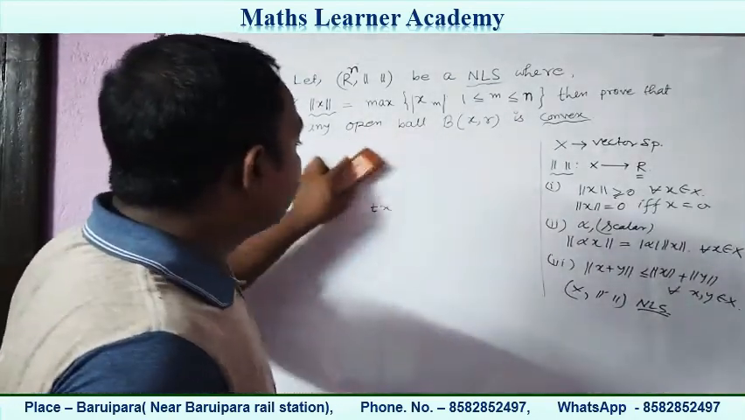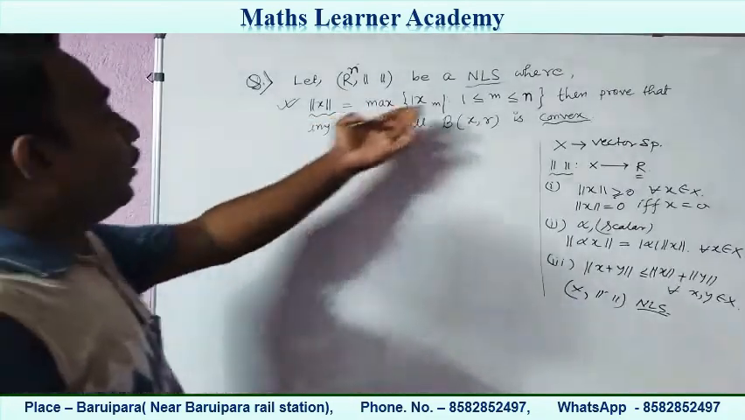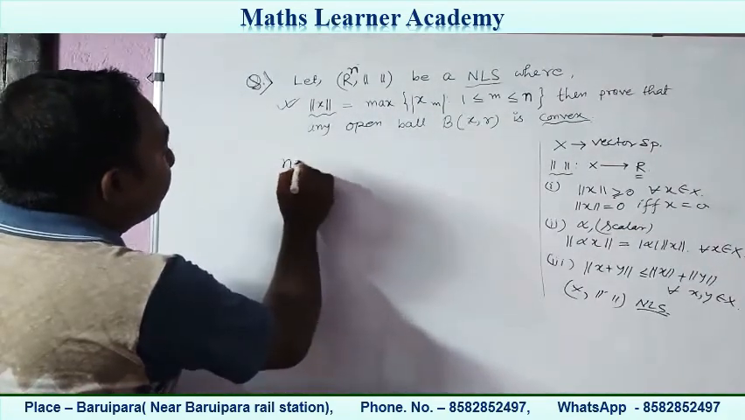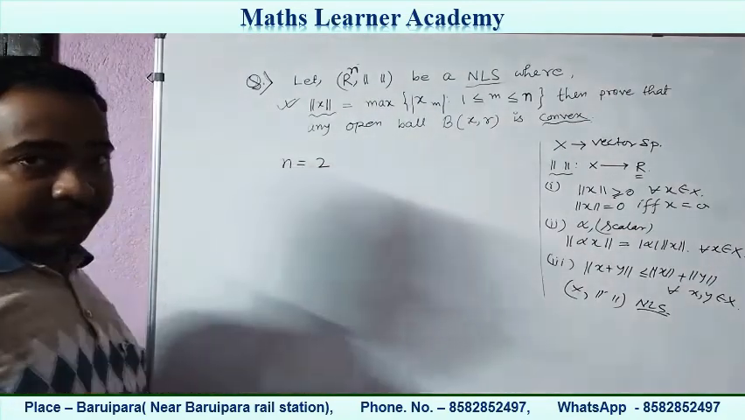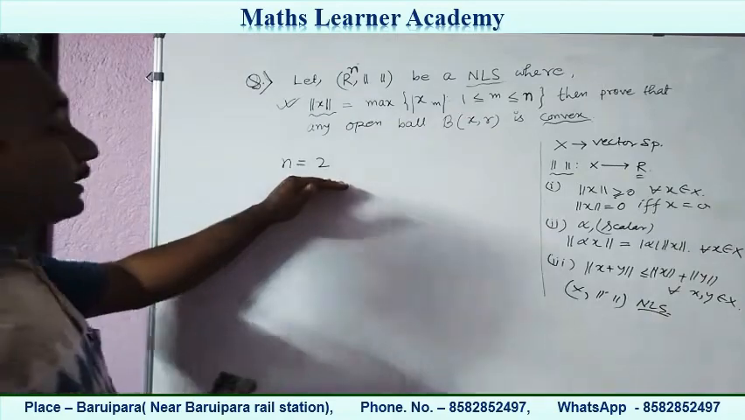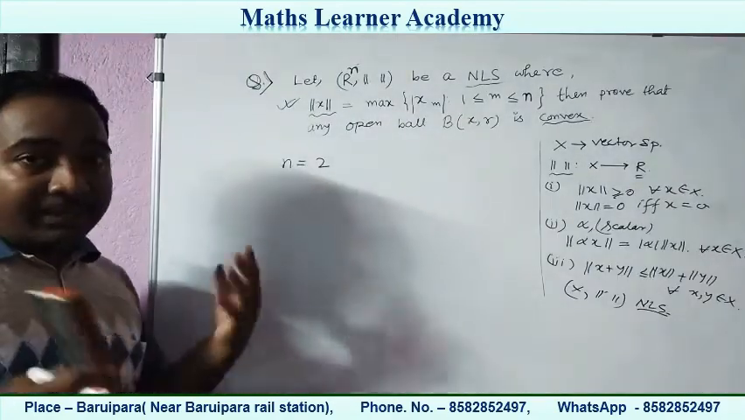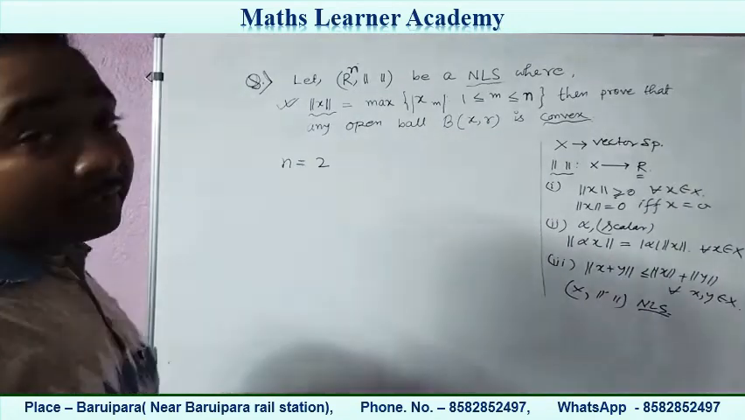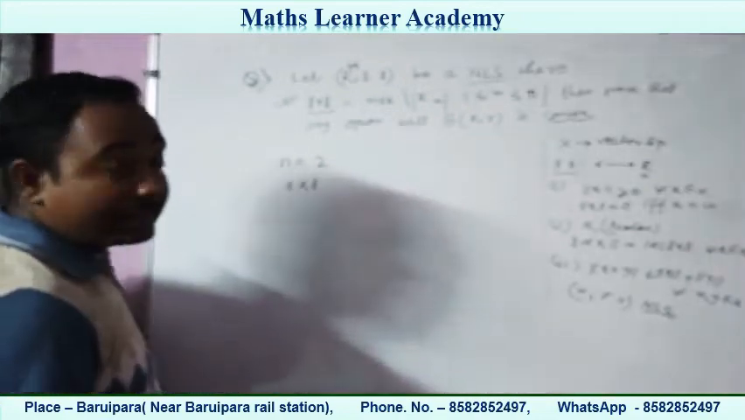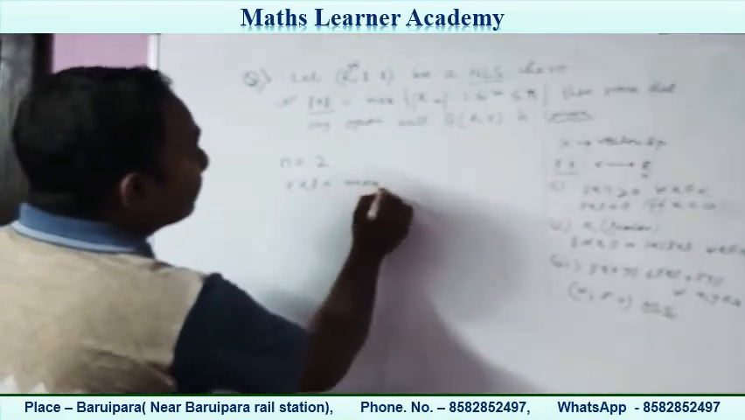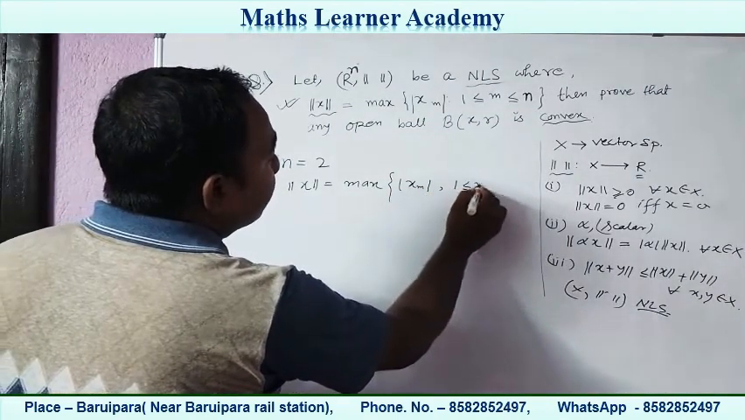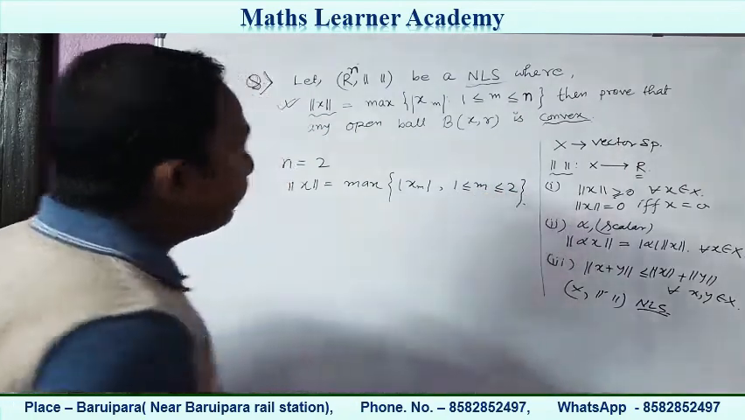Now let's start to solve this problem. The norm equals this. First of all, we take n equals 2 for simplicity. Actually, to understand what is happening in the two-dimensional case, I think it is easier to understand what has happened with this set for n equals 2. So for n equals 2, what is norm x? Norm x equals the max of mod x_m, with 1 less than or equal to m less than or equal to 2, right?